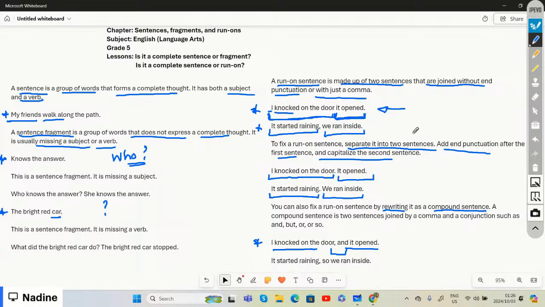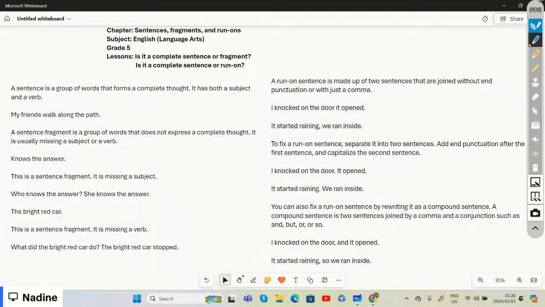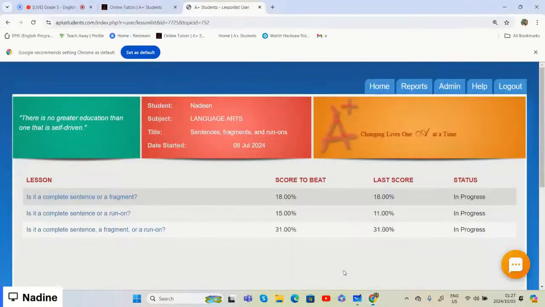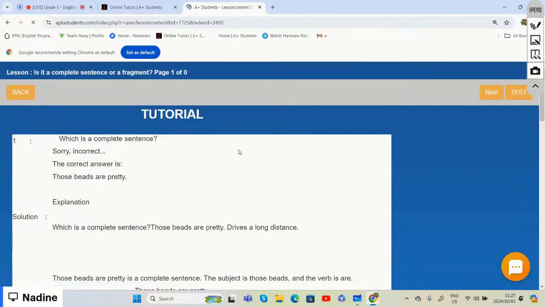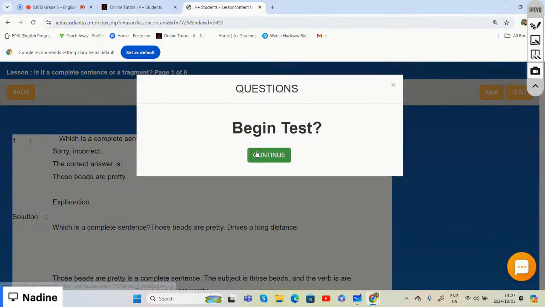All right. So now we're going to aplusstudents.ca, where we were going to go over it again, and then go to our test. Actually, we don't even have to go over it. Let's just go to our test, where we're going to say if it is a complete sentence or a fragment.